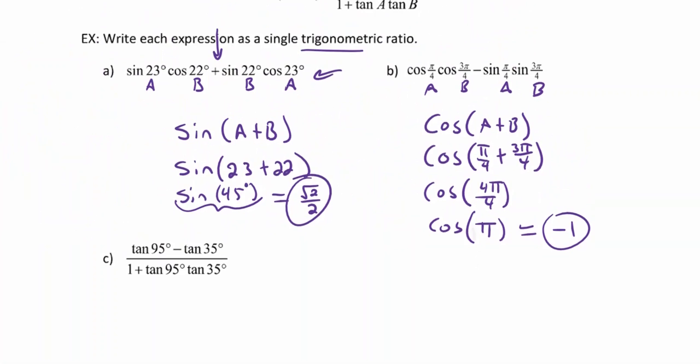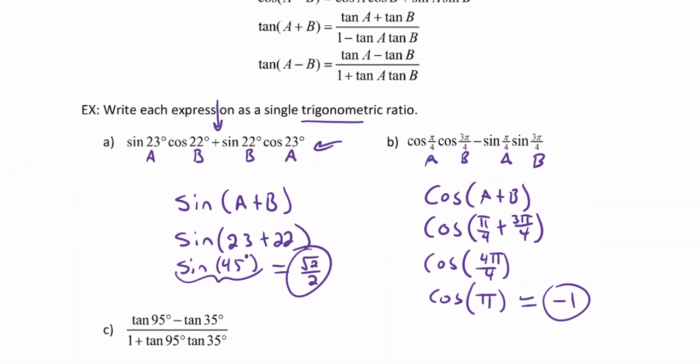All right, so in this one, again, it's just kind of spotting it, right? So we can see tan 95, so I've got angle, we'll call that A, and I'll call that B, A and B. So I'm just trying to match it up to the right one up here, right? That one has a subtraction on the top, and then it's 1 plus that on the bottom. So this is going to be tan A minus B.